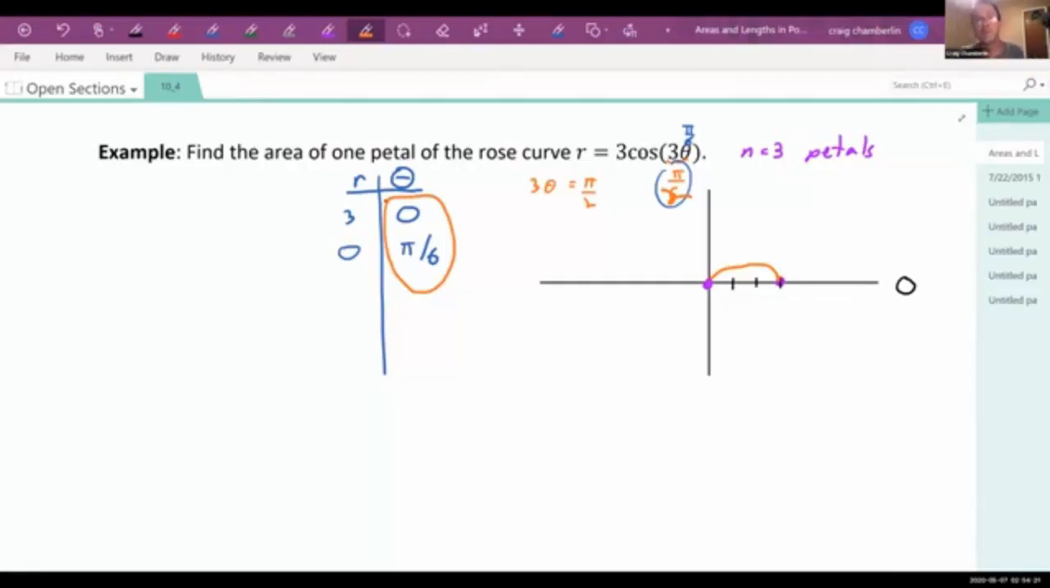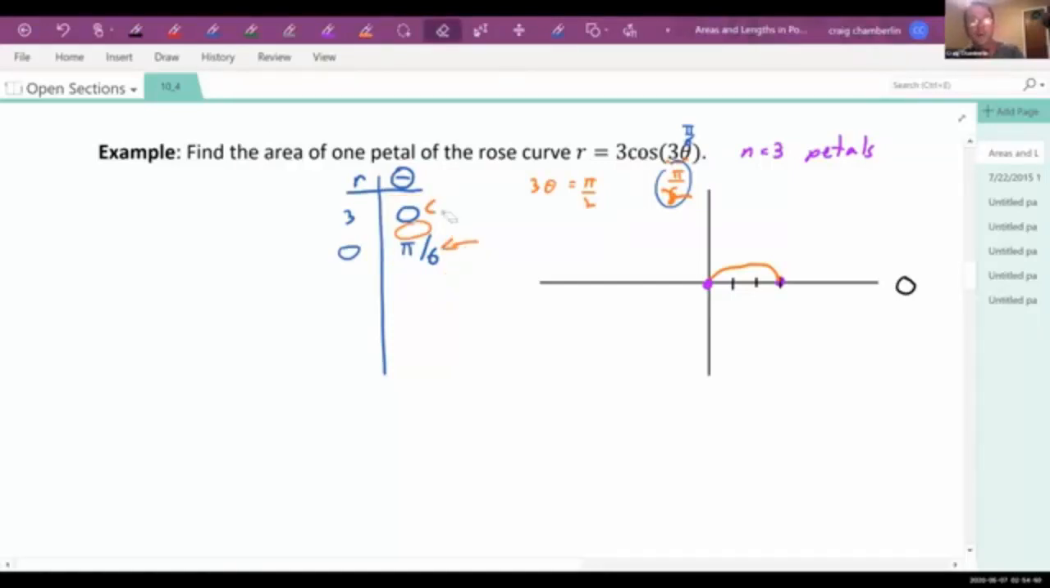And again, if you don't believe that, you could plot a theta value in between 0 and pi over 6. Or you could just plot it on the calculator and see that it traces it out that way as theta increases. The calculator will trace it out the way I showed you as theta increases from 0 to pi over 6.